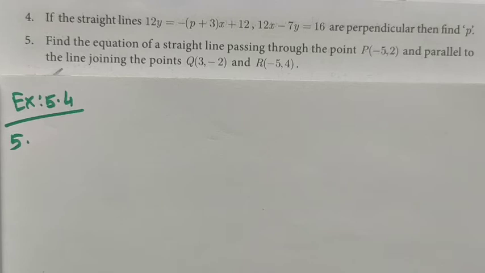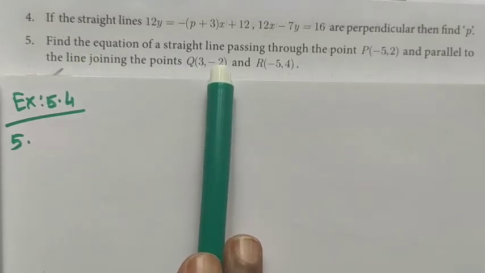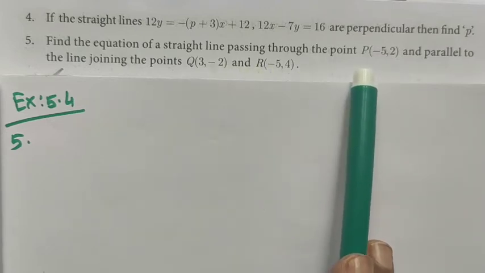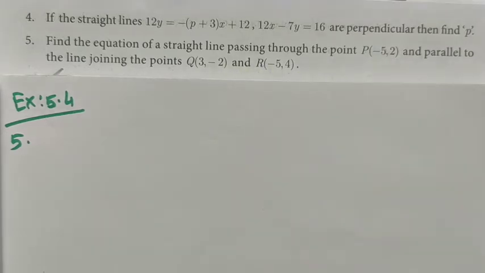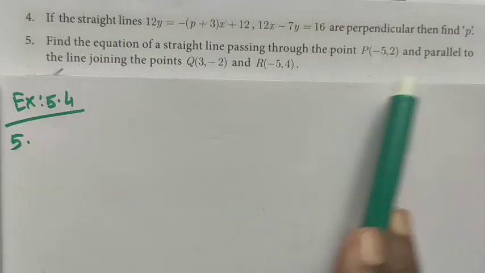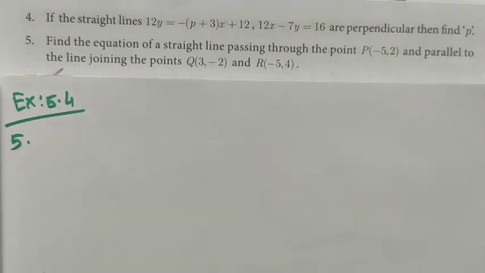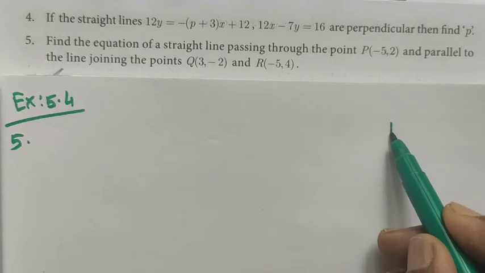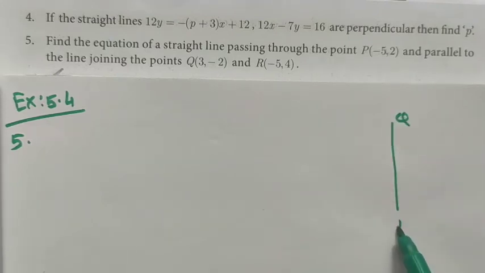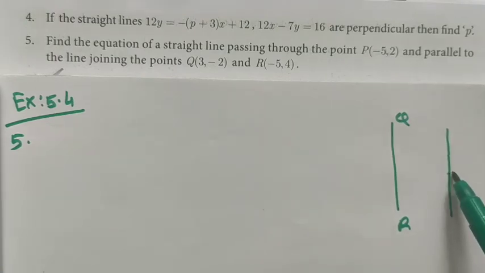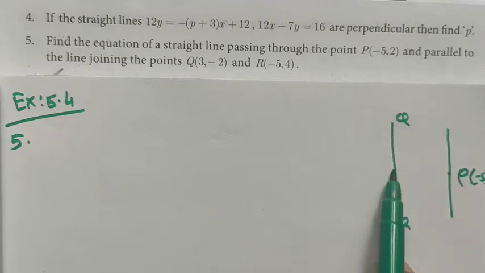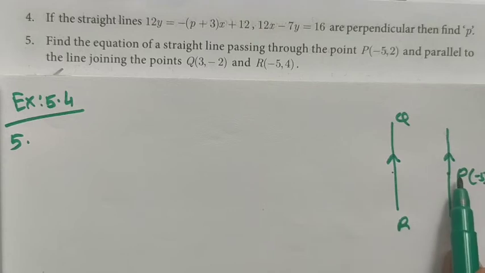Hi students, class 10, exercise number 5.4, question number 5. Find the equation of the straight line passing through the point P of (-5, 2) and parallel to the line joining the points Q and R, which are given. See, the given condition is that the line passes through the point P, which is (-5, 2), and it is parallel to the line QR.